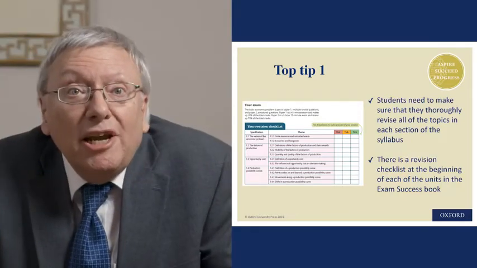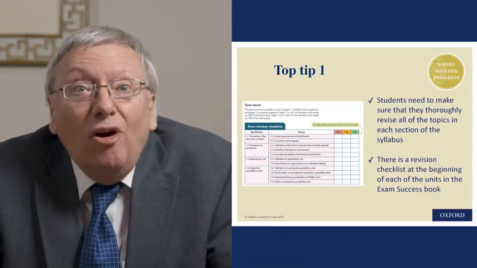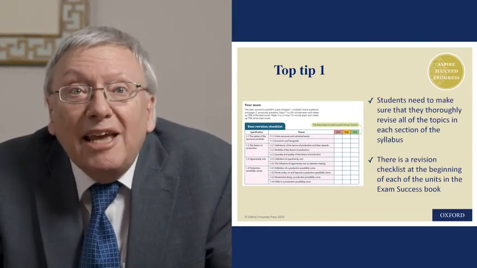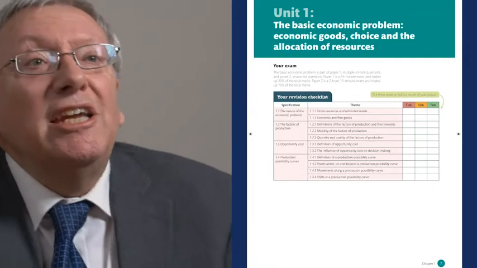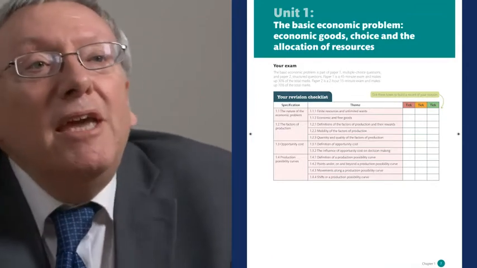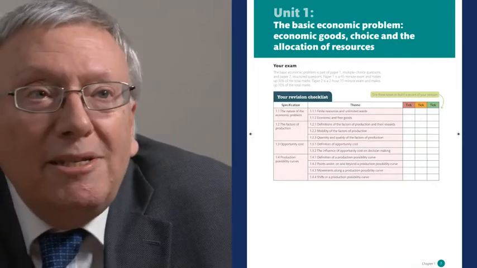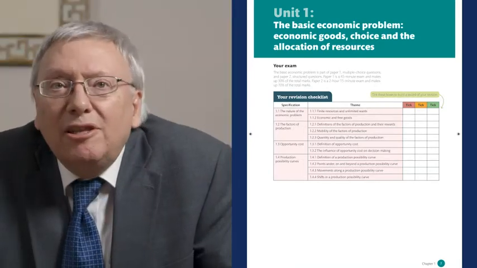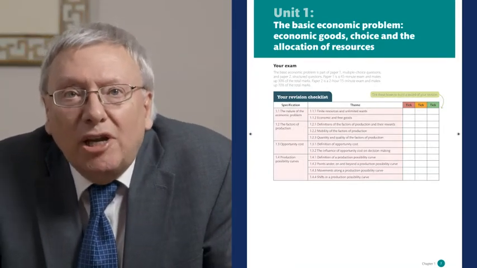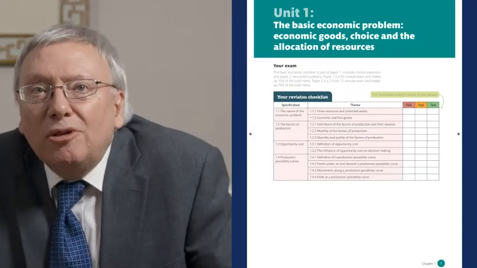There is a revision checklist at the beginning of each of the units in the exam success book. This is the revision checklist at the beginning of Unit 1 on the basic economic problem. Students can tick the boxes on the right-hand side of the checklist to build a record of their revision.